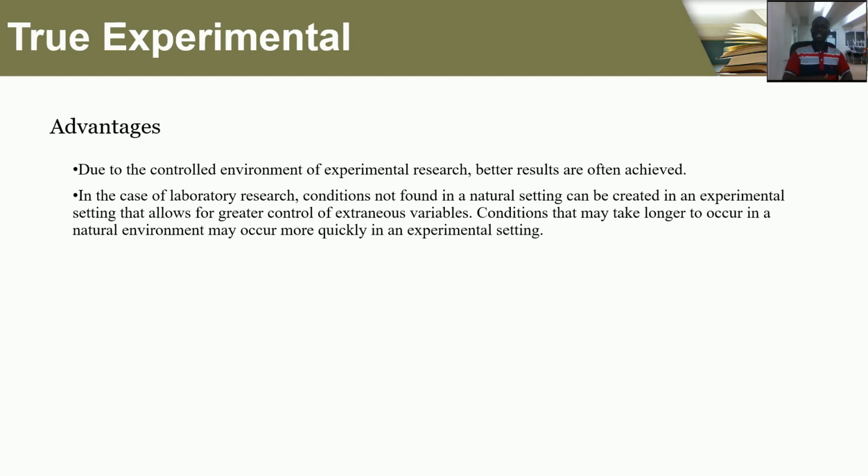In the case of laboratory research, conditions not found in the natural setting can be created in an experimental setting that allows for greater control of extraneous variables. For instance, if you are to test how a drug may affect the growth of maize, creating an artificial environment for the maize at the laboratory will help you to minimize other factors, such as pesticides, insects, and other diseases that can affect maize in the natural setting.